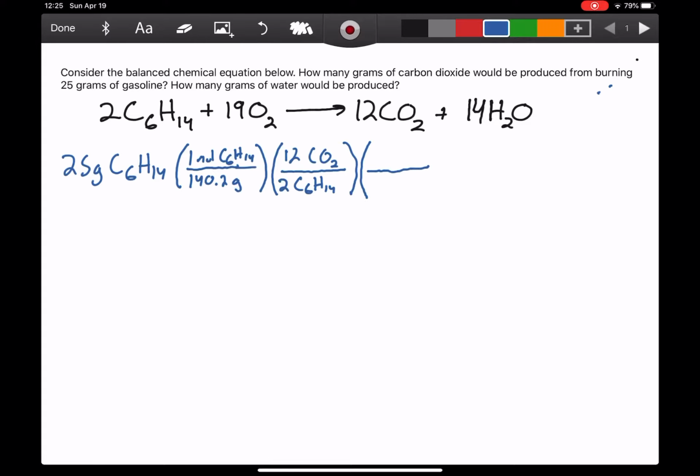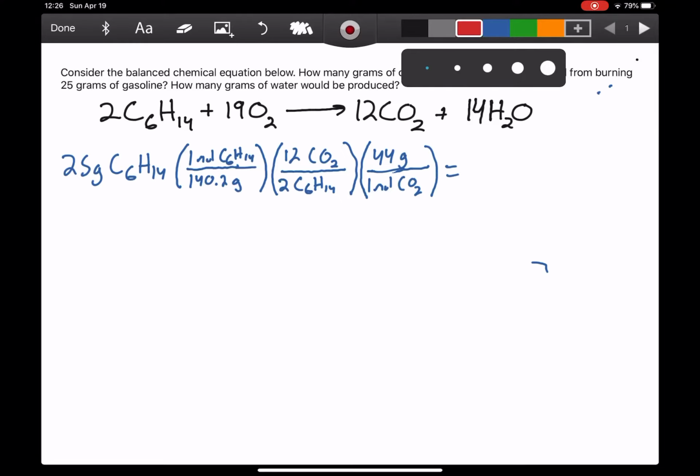And now we just are going to multiply it by the molar mass of CO2. So 1 mole of CO2 is equal to 44 grams of CO2. And we would get that mass by adding 12 for the molar mass of carbon and 2 times 16. That gives us 44 grams.